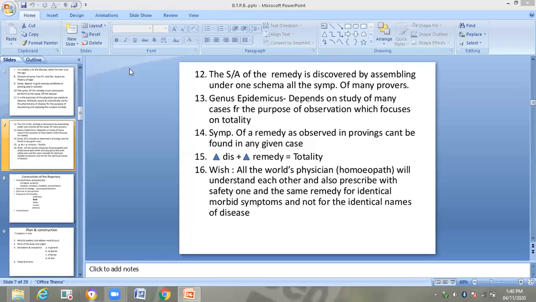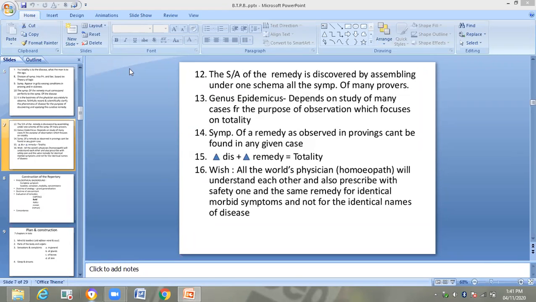And the doctrine of complete symptom: what is a complete symptom? It is nothing but grand symptom plus concomitants. Means when in the symptom we get location, sensation, modality as well as concomitants, then it is called a complete symptom.